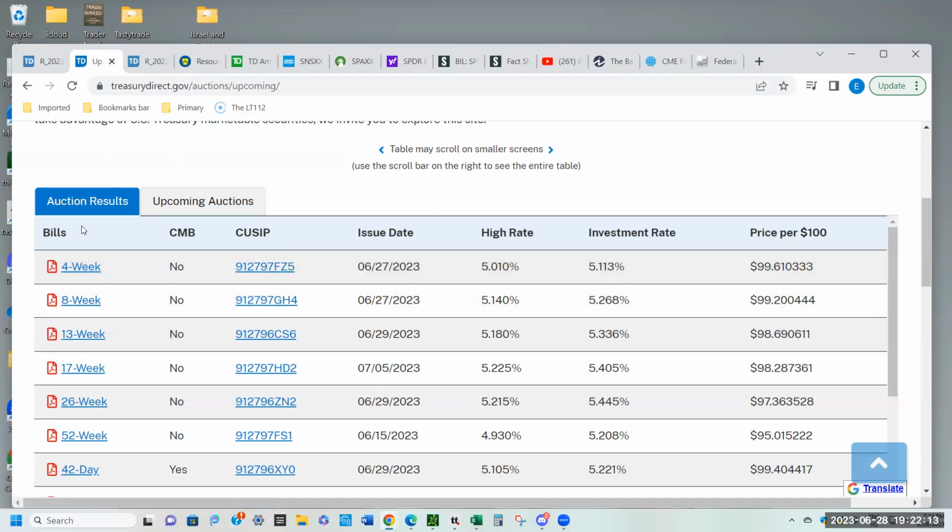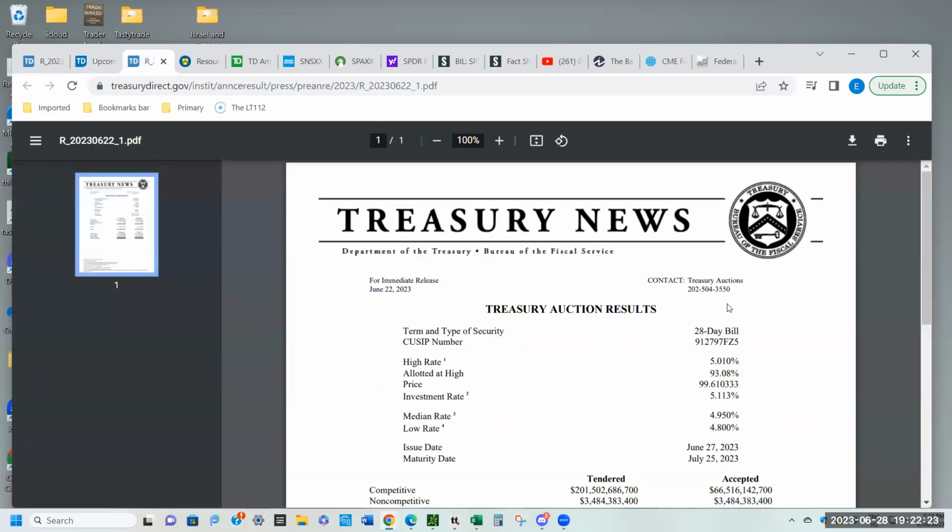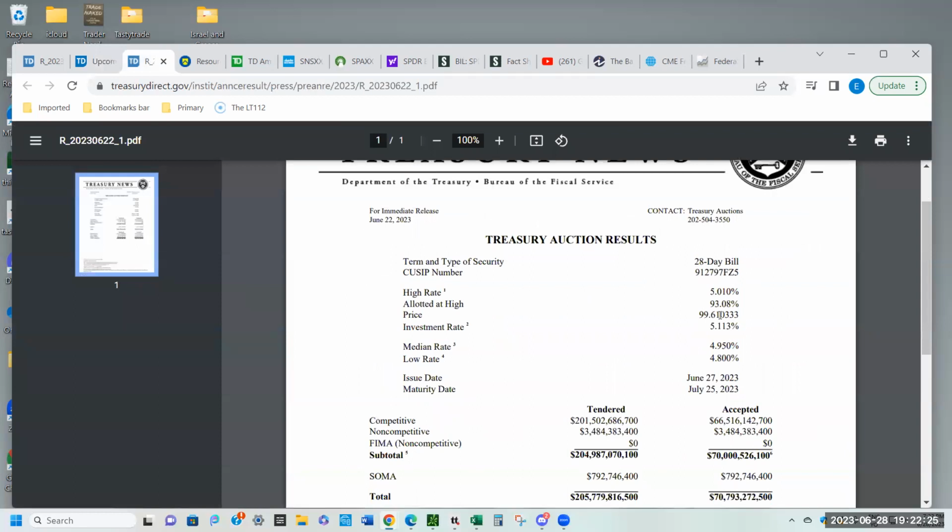Okay, we're going to go back and look at this specific 4-week T-bill from last week that settled on Tuesday. Here's the sheet on this particular T-bill. So the issue date, as we said, was June 27th. That was Tuesday. This auction went off last Thursday. It's a 28-day T-bill. Here's the CUSIP that we just talked about.